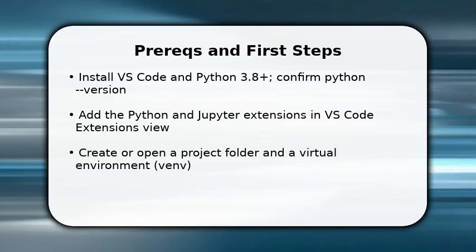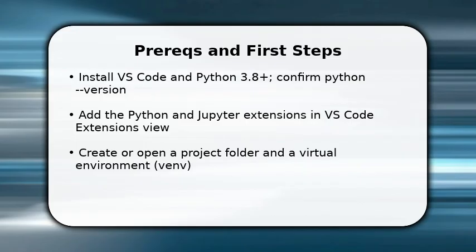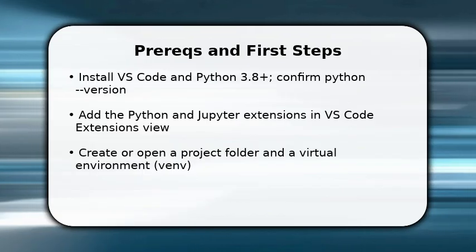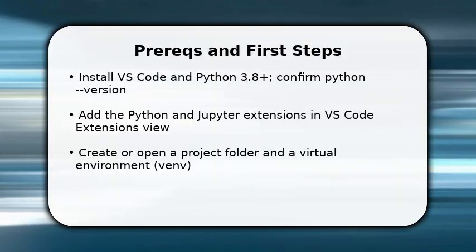You start by confirming prerequisites: VS Code, Python 3.8 or newer, and a working terminal. Create a project folder and a virtual environment so dependencies stay isolated. Once done, open that folder in VS Code and install the Python and Jupyter extensions from the Extensions view. These provide the kernel bridge and notebook UI.